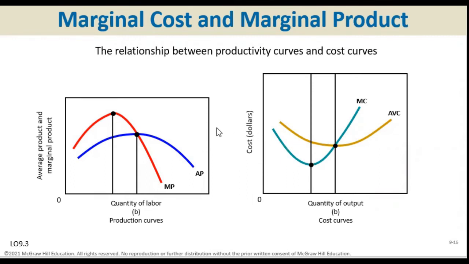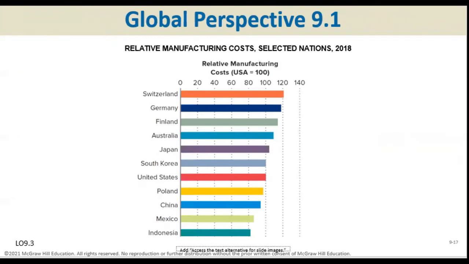And the same thing here when you see the AP: when the AP is rising, what happens to AVC? AVC is falling. And when AVC is rising, what happens to AP? AP is falling. So in this graph, you can see the relative manufacturing costs for selected nations as a percentage of share of world exports. One thing we need to note here is that total cost per unit of output can vary substantially from country to country.